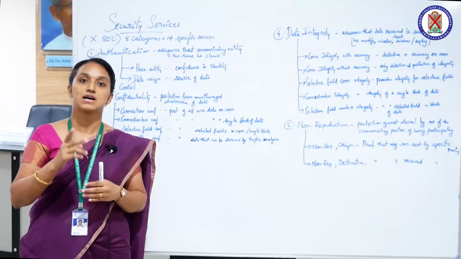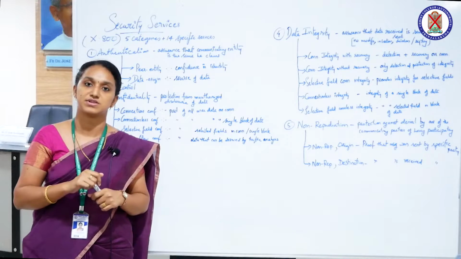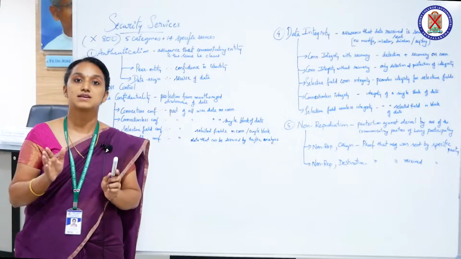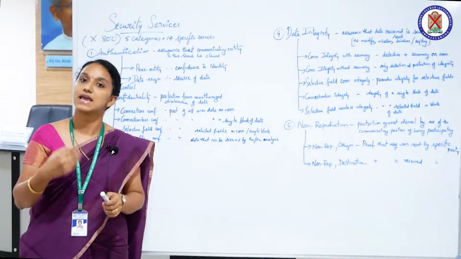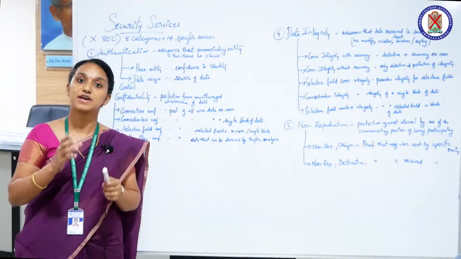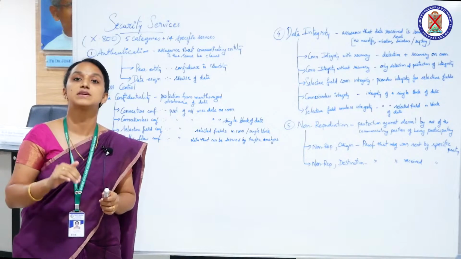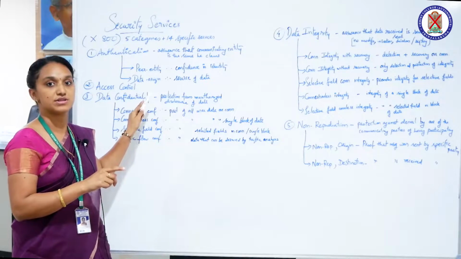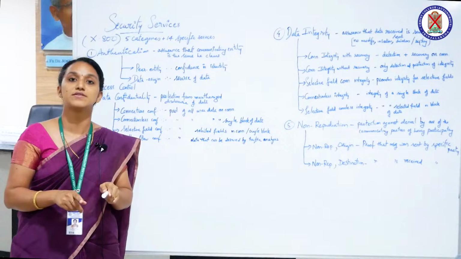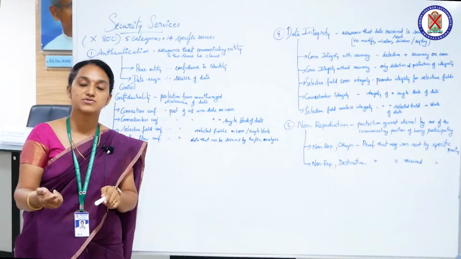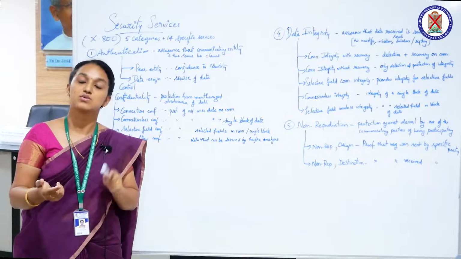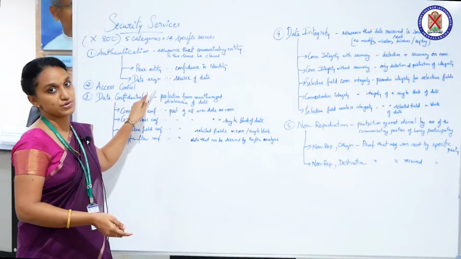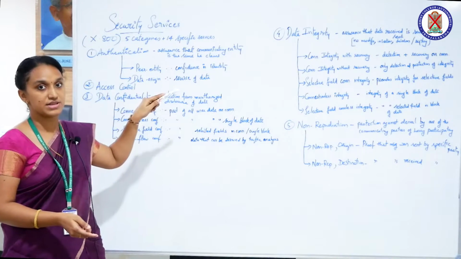In two aspects we have to measure this authentication. The first one is peer entity, that is the confidence in the identity of the communicating entity. So we are verifying the identity of the entity who is communicating. The second aspect is the data origin. We should be verifying the source of the data that is being transmitted in the communication channel. So the source must also be verified, and that aspect comes under data origin. So the first category is authentication.